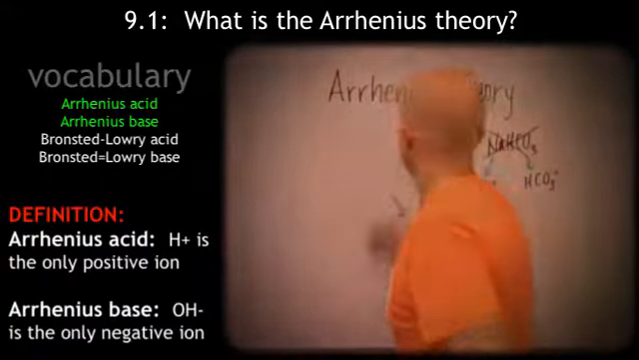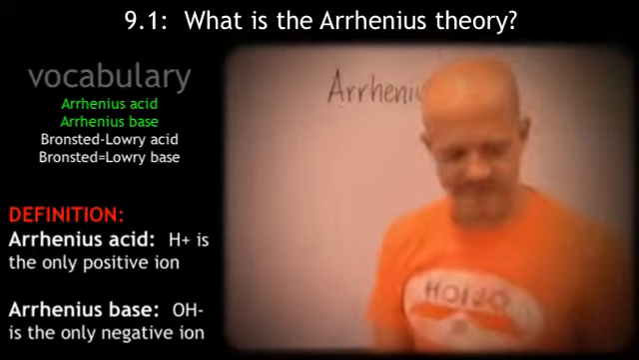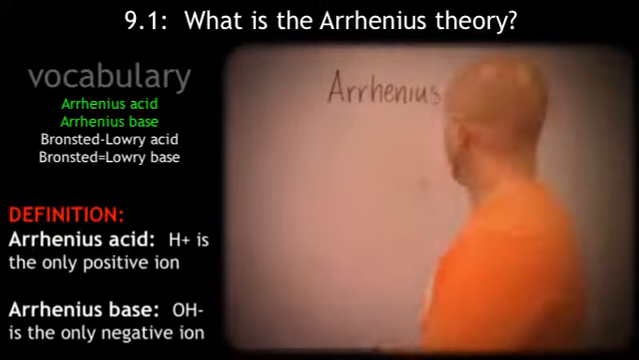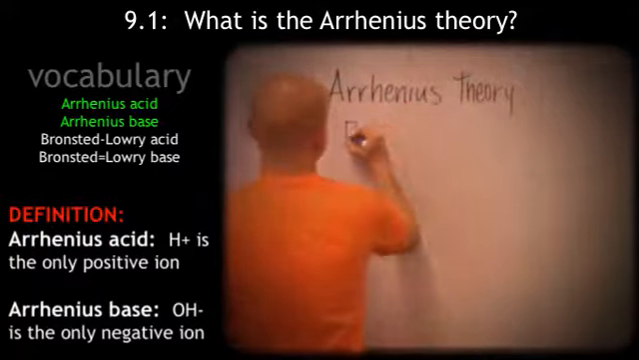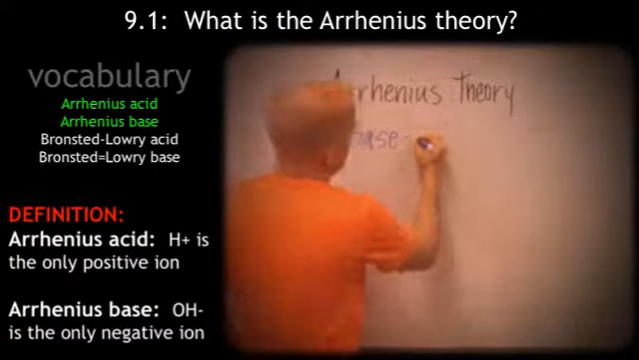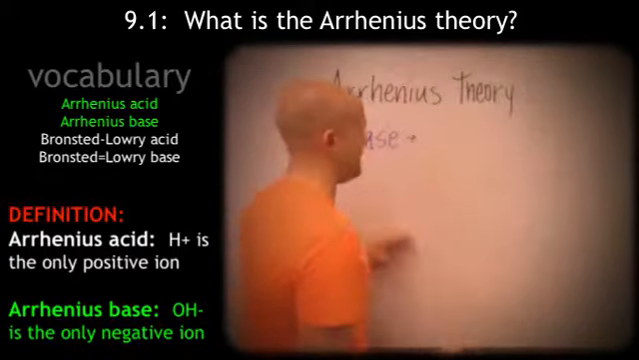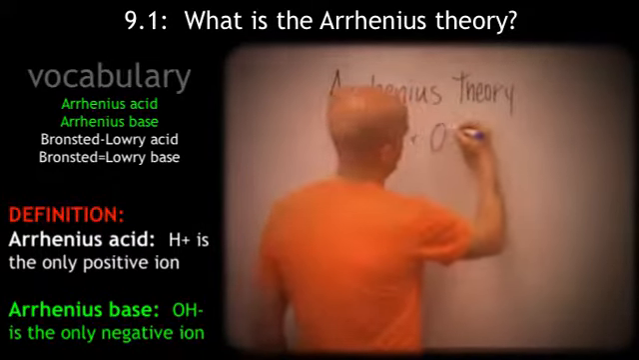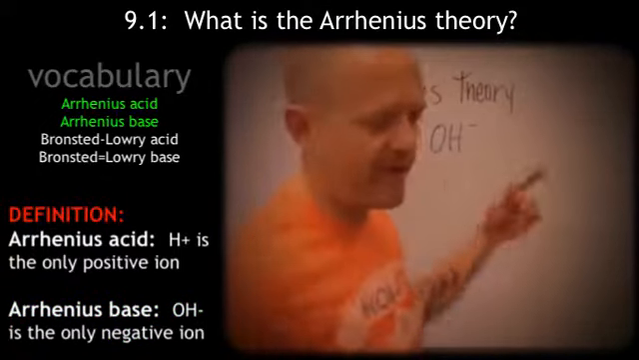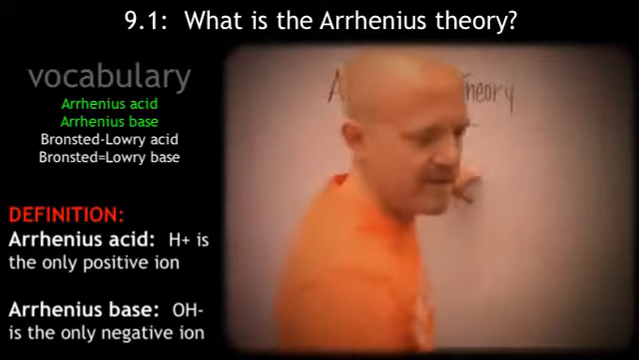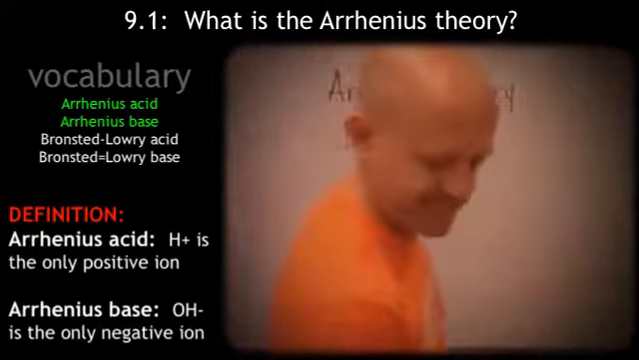Now, let's look at the other side, an Arrhenius base. An Arrhenius base is any compound that breaks apart leaving hydroxide as the only negative ion. So hydroxide is the only negative ion. How do you name hydroxide? Well, you look in table E. It is right here, middle on the right side.